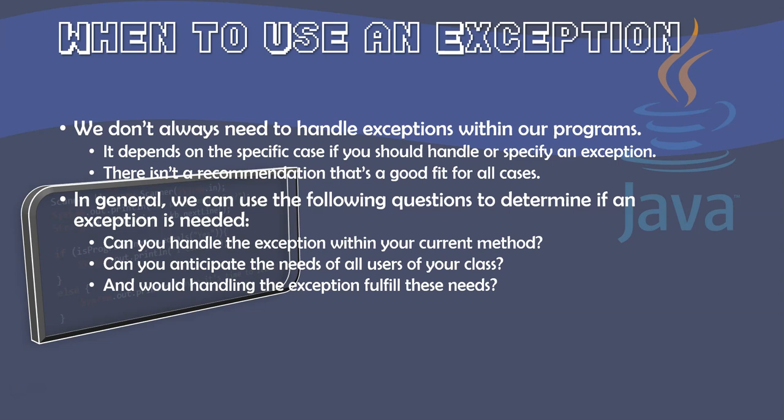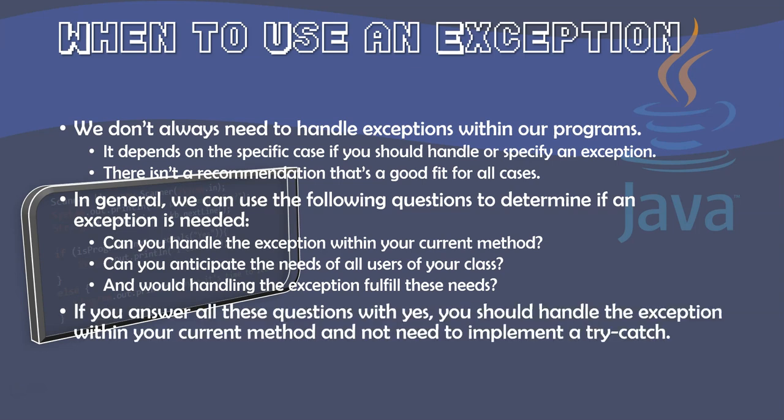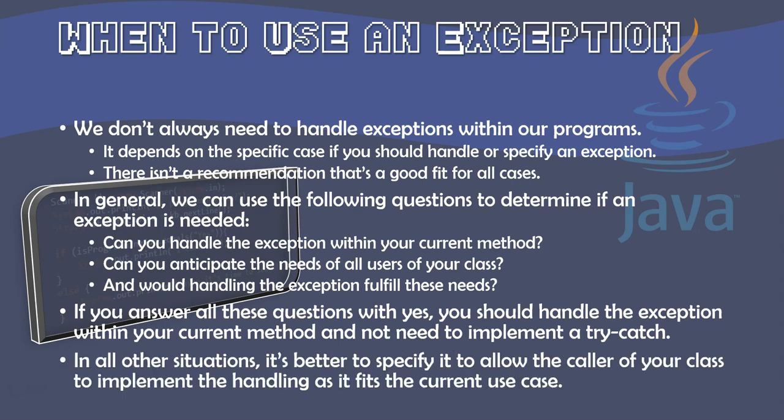Can you handle the exception within your current method? Can you anticipate the needs of all users of your class? And would handling the exception fulfill these needs? If you answer yes, then instead of using a try-catch approach, you should just use your current method and not necessarily implement those exceptions. In all other situations, though, it's better to specify it to allow the caller of your class to handle it with some implementation that fits that current use case.